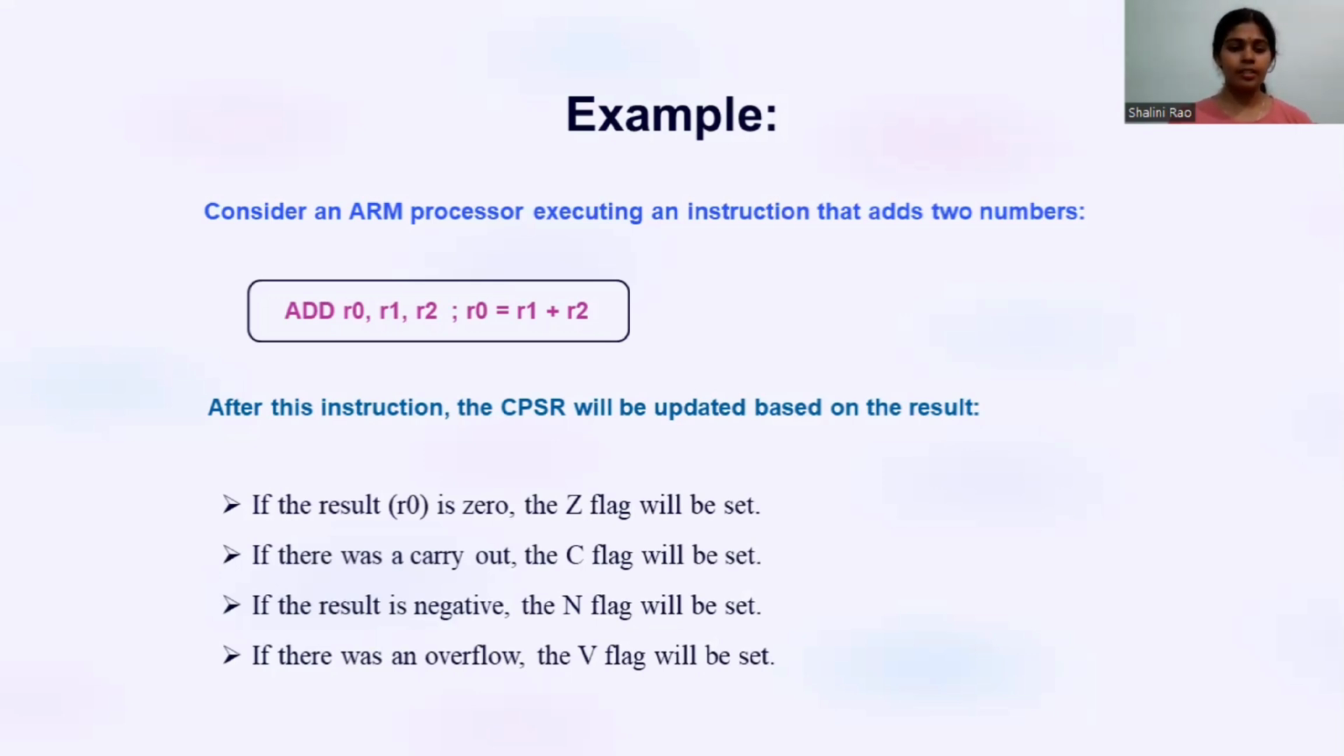If the result R0 is 0, the Z flag will be set. If there was a carry out, the C flag will be set. If the result is negative, then the N flag will be set. If there was an overflow, the V flag will be set.